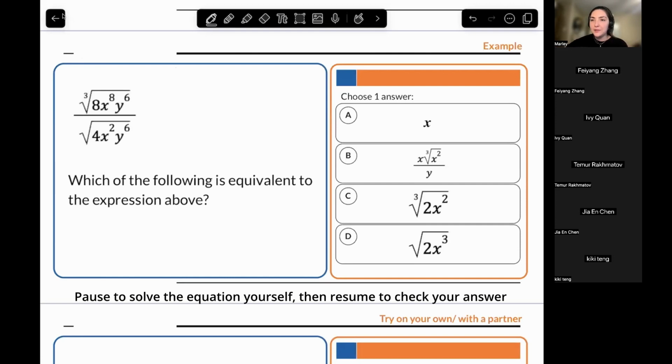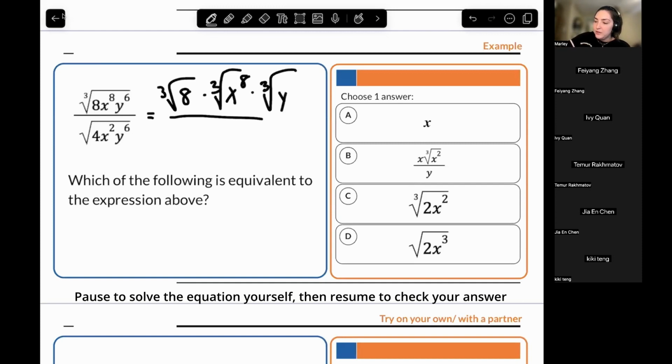Also, for stuff like this, I like to try and break everything up individually so that I'm dealing with X and Y and the numbers, for example, 8 and 4, all separately. Because if it's multiplication, you're allowed to break it up. So you could have cube root of 8 times cube root of x to the 8th times cube root of y to the 6th. Same thing on the bottom. So hopefully this helps a lot of you get started. And then once you have an answer, just send it in the chat box and we'll keep going.